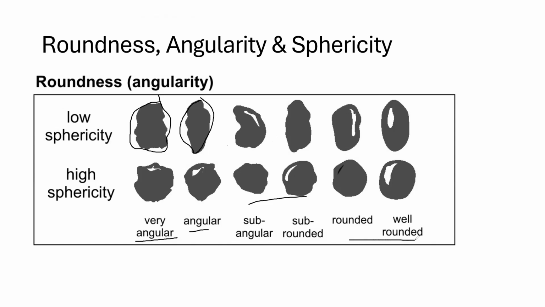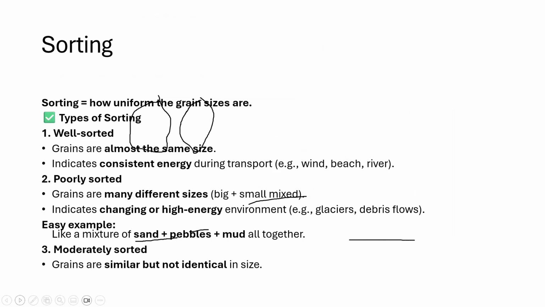Please don't forget angularity and roundness. We are just checking the sharpness of the corners. If the corners are smooth, then we're talking about roundness. If they are not that smooth, then we are talking about angularity. But sphericity is just how the grain looks like a ball. All right.